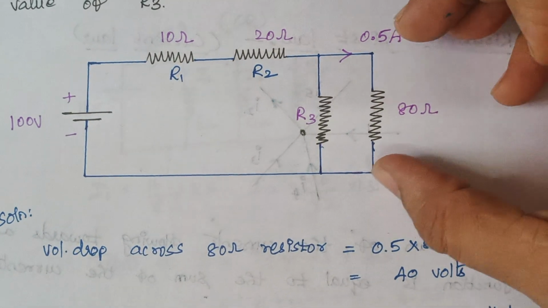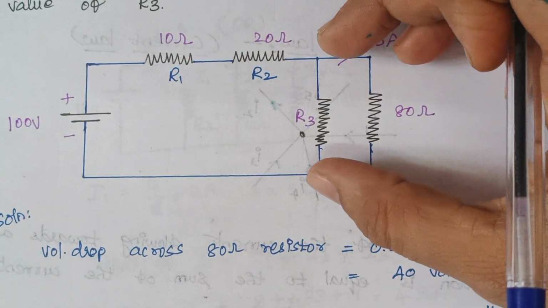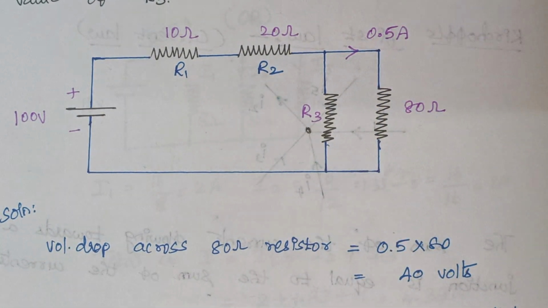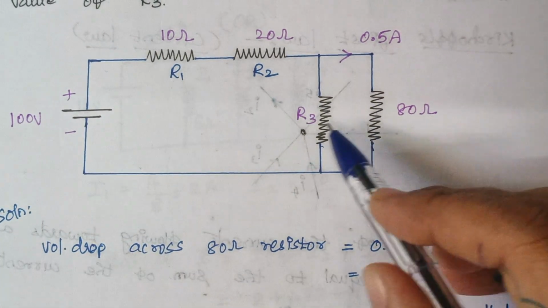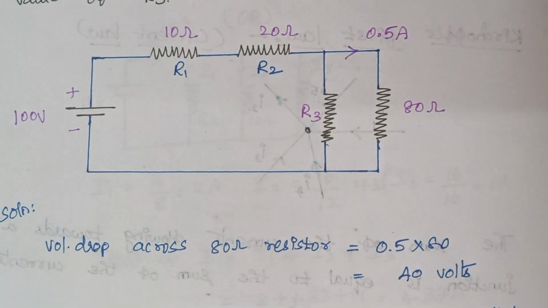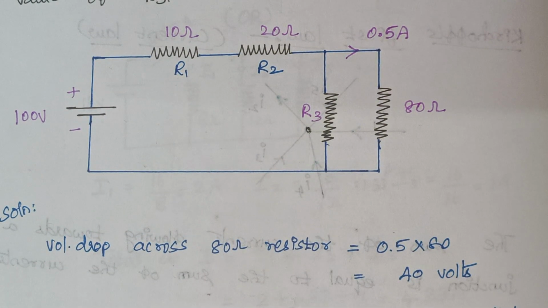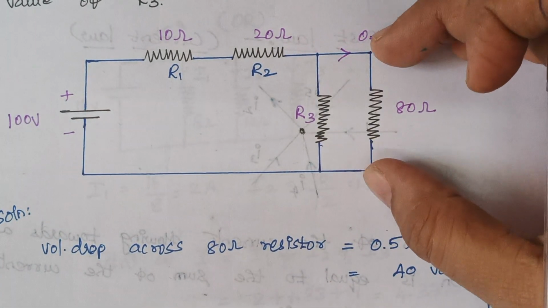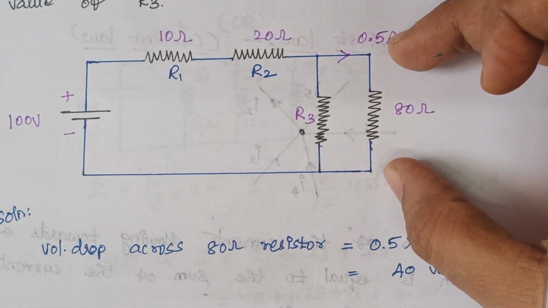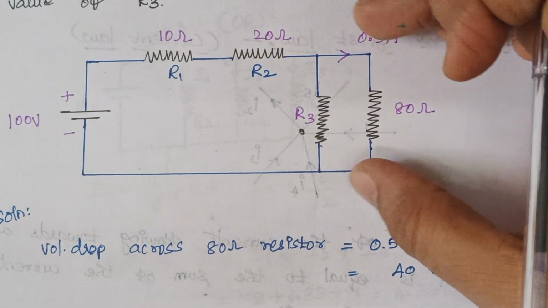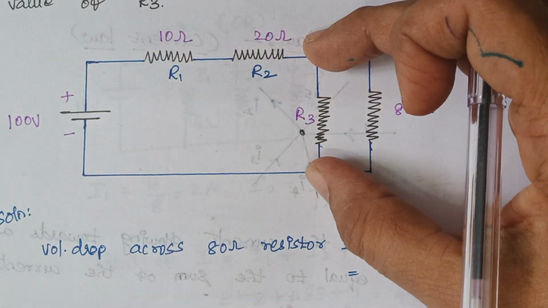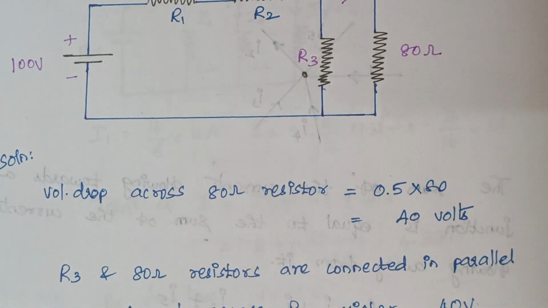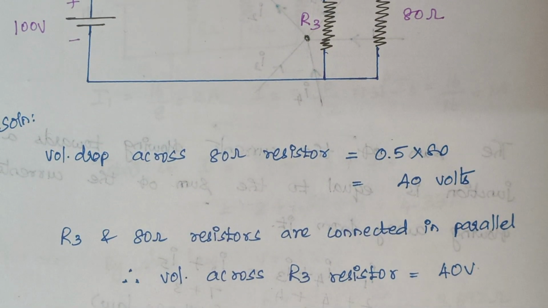And the next thing is, this 80 ohm resistor and this R3 resistor are connected. How are they connected? In parallel or in series? These two resistors are connected in parallel. So what is the law of parallel connection here? That is, the voltage impressed across the resistors will be the same. Here the voltage across this 80 ohm resistor is 40 volt. The same 40 volt is impressed across this R3 resistor also. Right. So the voltage across the R3 resistor is equal to 40 volt again.